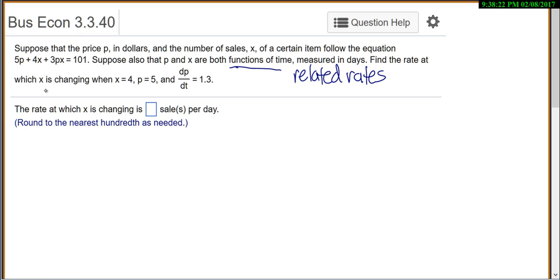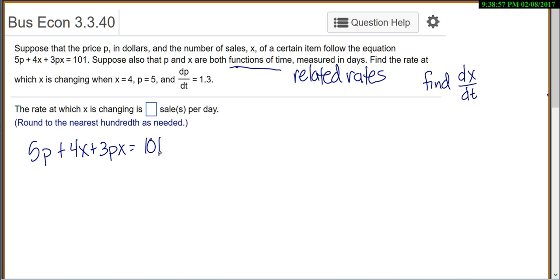And then it says find the rate at which X is changing. That means find how fast X is changing, so in this case it would be dx dt. The T goes on the bottom because X is a function of time, so X goes on top, T goes on bottom. It tells us X is 4, P is 5, and P is changing with respect to time at a rate of 1.3. So we start off with this equation, 5P plus 4X plus 3PX equals 101.